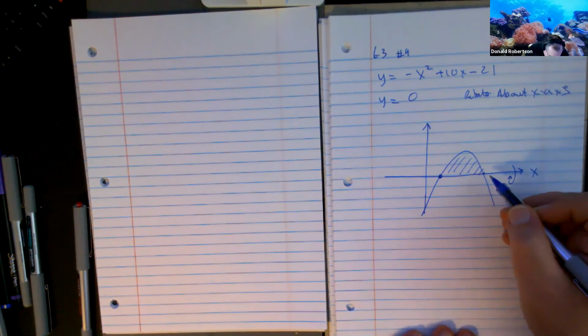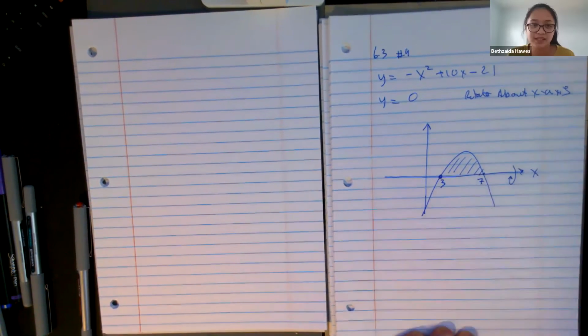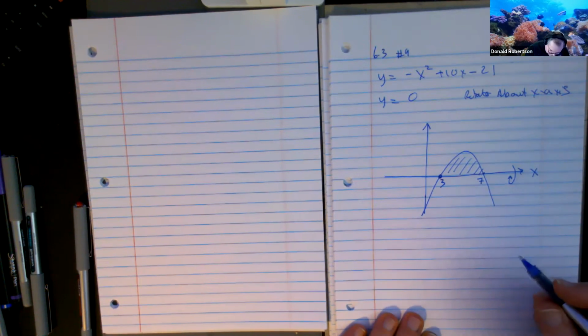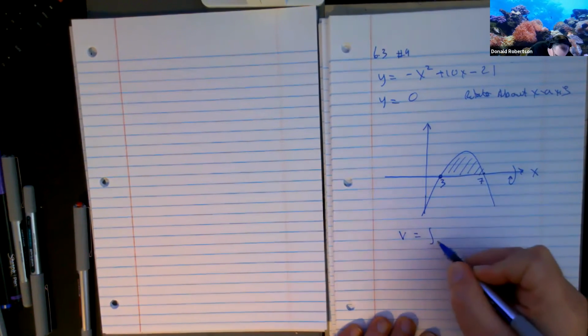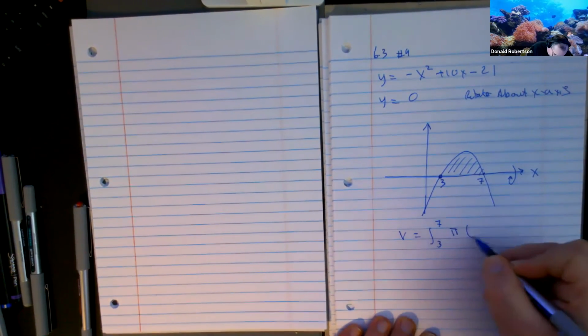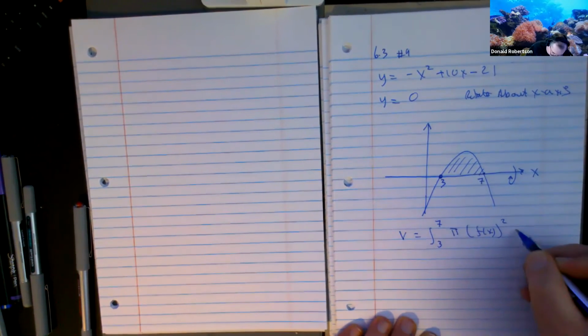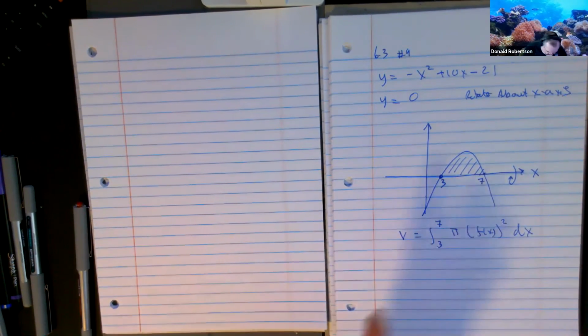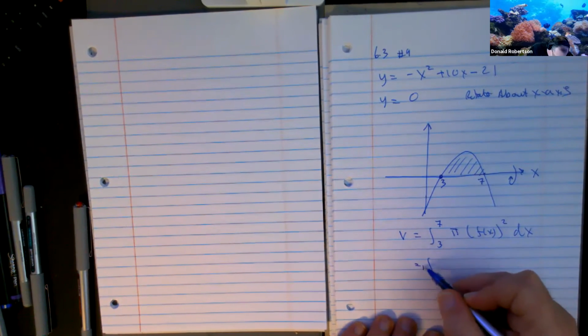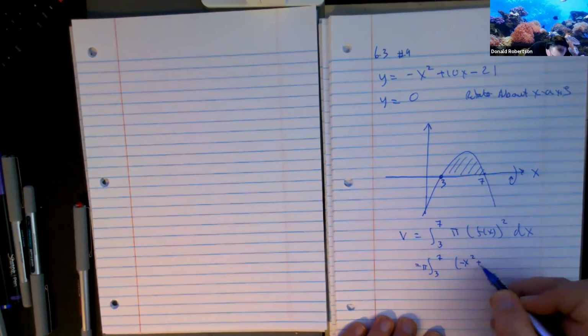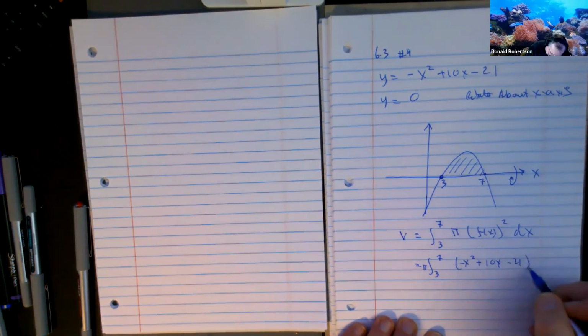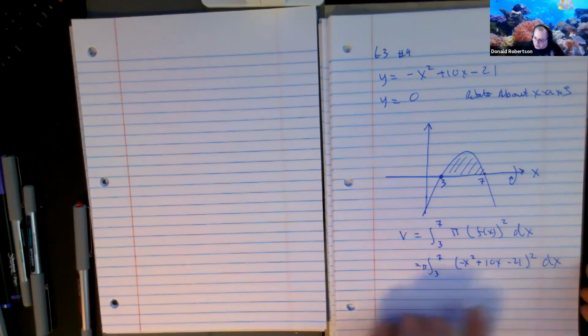I'm 90% sure that the numbers are 3 and 7. Yes. Okay, so this one would work really well in terms of the disk method. So the volume would be the integral from 3 to 7 of pi times the function squared dx. It's a single function, works really well. And that would be, stick the pi out here, negative x squared plus 10x take away 21, squared. That's not pretty, but I need to FOIL that out.